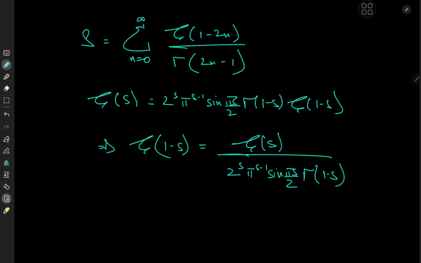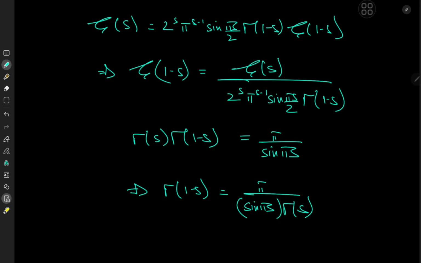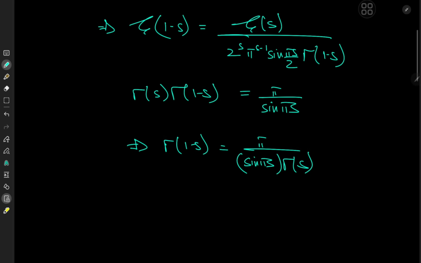And now for Euler's beautiful reflection formula. We do know that gamma(s) times gamma(1 minus s) equals pi over sine of pi times s. And this, of course, implies that gamma(1 minus s) equals pi over sine of pi s times gamma(s). And we can use this to our advantage in the equation above involving the zeta function.